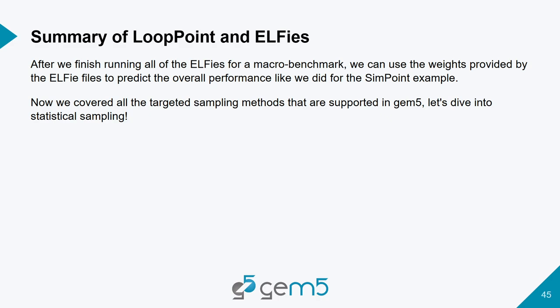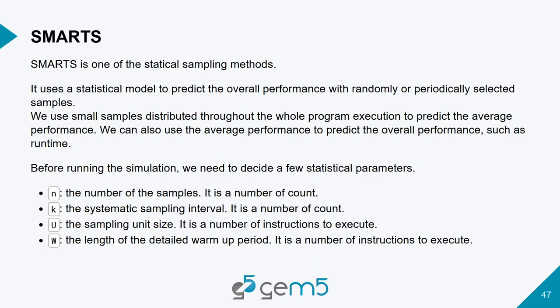So now that we covered the targeted sampling methods that are supported in gem5, let's dive into statistical sampling. For statistical sampling in gem5, as we mentioned, we have an instrumented structure for SMART and unofficially for FSA. SMART is a statistical sampling method that uses a statistical model to predict the overall performance with randomly or periodically selected samples. Before we actually use the method, we need to decide on the statistical parameters required for the model, which include the number of samples that we are expecting, the systematic sampling interval, which we'll go into more detail about later, the sampling unit size, and also the length of the detailed warm-up period.